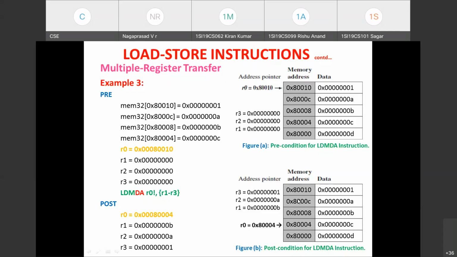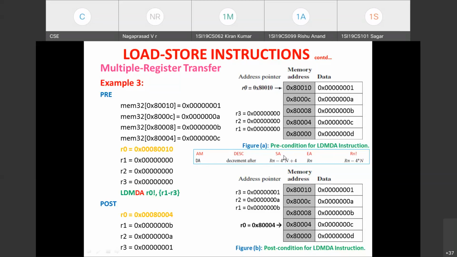Okay, coming to the expressions to find the starting address and ending address. The addressing mode used is decrement after, that is what the description has given here. And you can see the starting address means the lower address. How are you computing the starting address from the memory block, and what is the ending address or the higher address, how are you going to compute it?